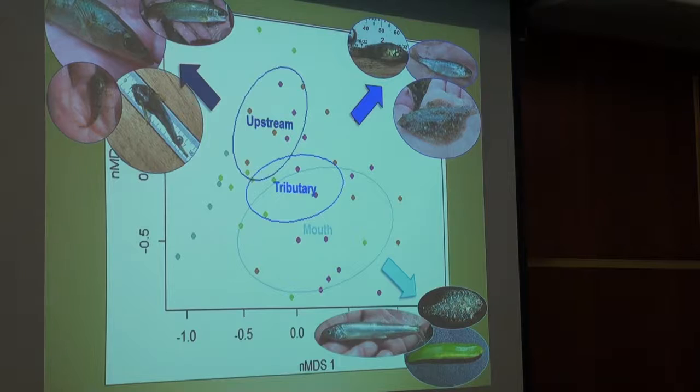And at the mouth, unsurprisingly, is where we caught most of our marine species. So gunnels like penpoint gunnel, top smelt, which I showed earlier, and our osmerids like surf smelt and night smelt.